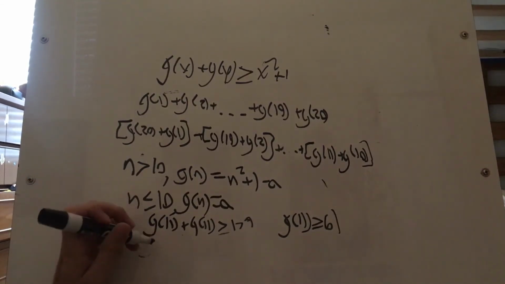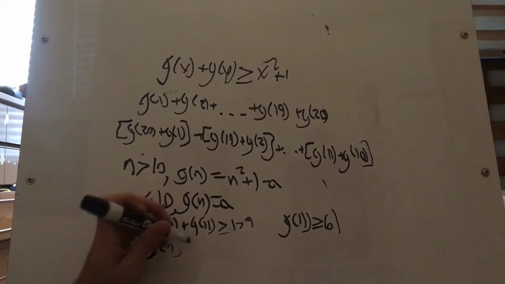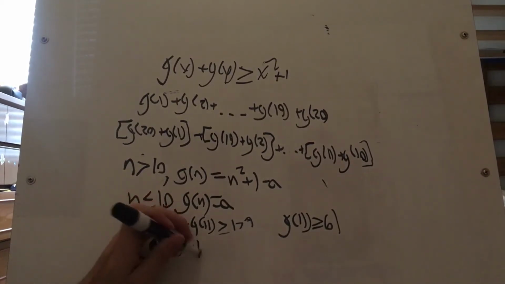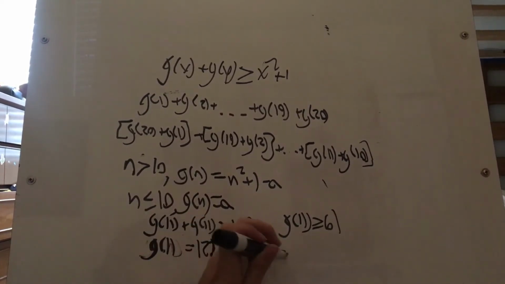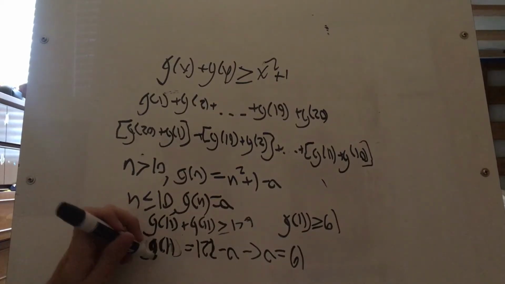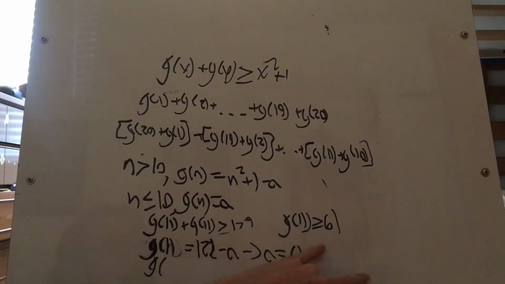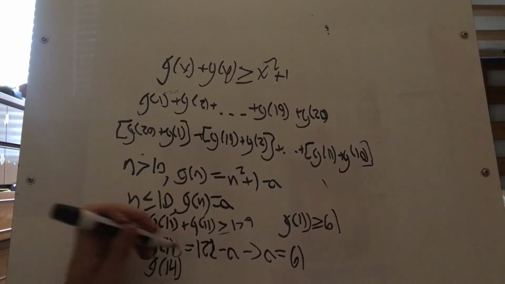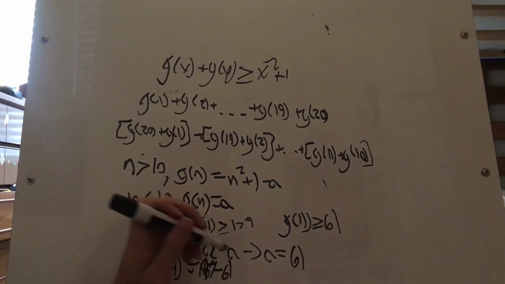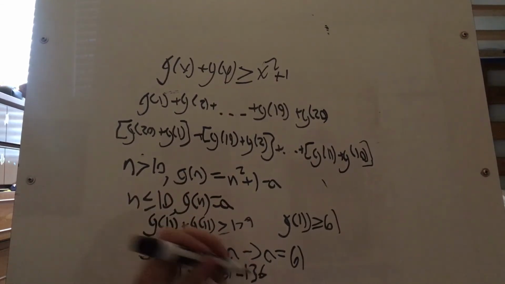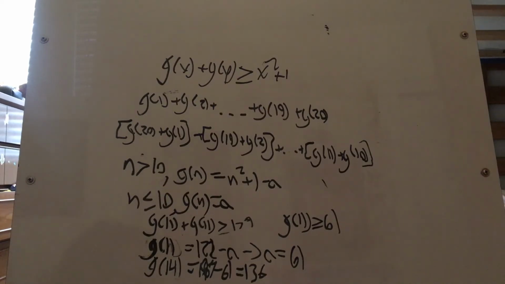Then we have g of 11 is 122 minus A, so A is equal to 61 as well. Since we set g of 11 as small as possible, A is as big as possible, which means g of 14 will be as small as possible. 197 minus 61 is equal to 136. And that is our final answer, and we finished with 2 minutes left on the clock.